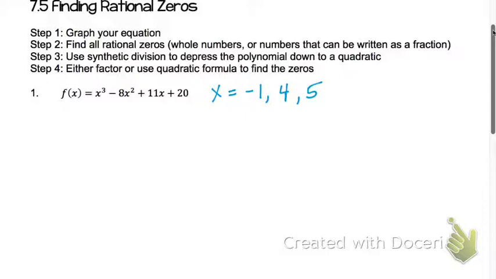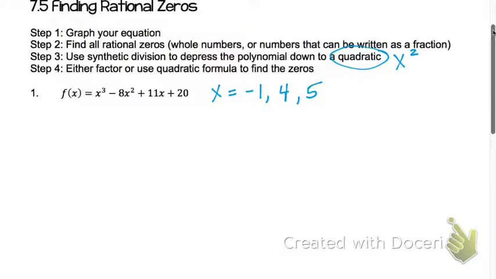So you could technically be done, but I'm going to show you the process that we go through so that you can get in the habit of doing that process. So we found our rational zeros. Step 3 is to use synthetic division to depress the polynomial to a quadratic. So you want to get it down to an x squared. If it's already at an x cubed, how many times would I need to do synthetic division to get to an x squared? Just once. If I had an x to the 4th, I would have to do synthetic division twice. If I had an x to the 5th, I'd have to do synthetic division 3 times.